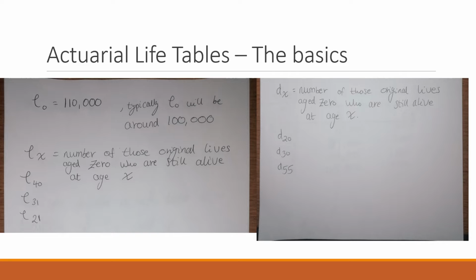As you can see here on the left-hand side, I've got this L0, which equals 110,000, and that is 110,000 lives in our life table. Typically L0 will start around the 100,000 mark, but for this video, I've just gone with 110,000. In general, Lx is the number of original lives aged 0 who are still alive at age x. For example, L40 would be the number of lives that are alive aged 40 from the original 110,000.